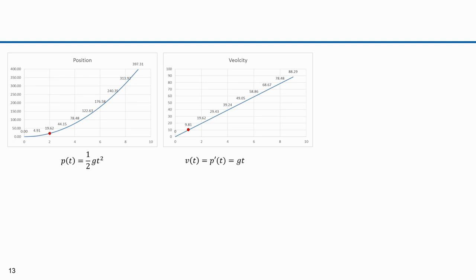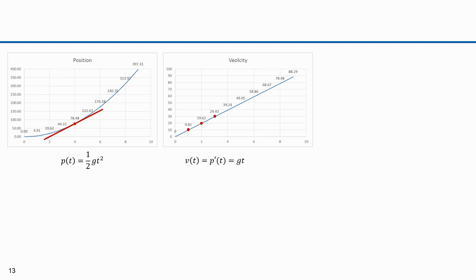Here's the position at 2 seconds. Here's the tangent line at that point. And here's the slope of that line plotted on the velocity graph again. Here's the position at 3 seconds. Here's the tangent line at that point. And here is the slope of that line plotted on the velocity graph.